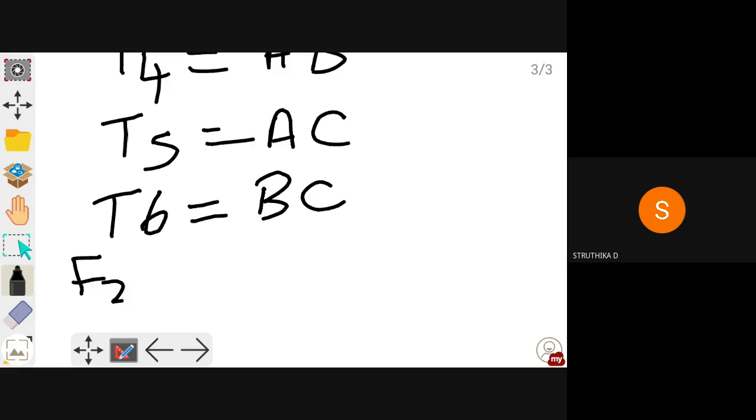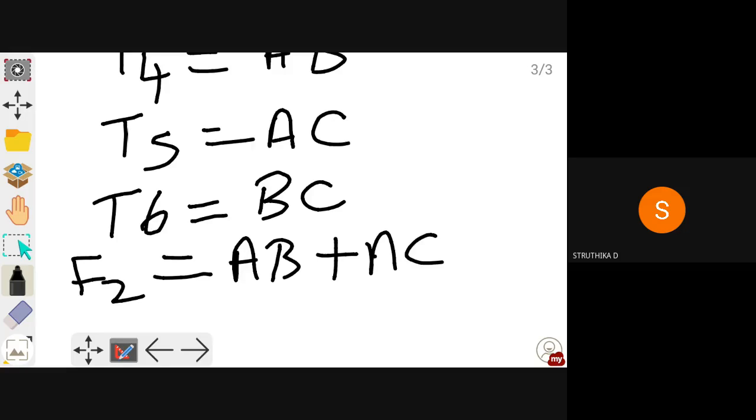So F2 is equal to T4 plus T5 plus T6, that is AB plus AC plus BC. So this is the Boolean function for F2. That is, the second output function will be AB plus AC plus BC. So you cannot further reduce this.